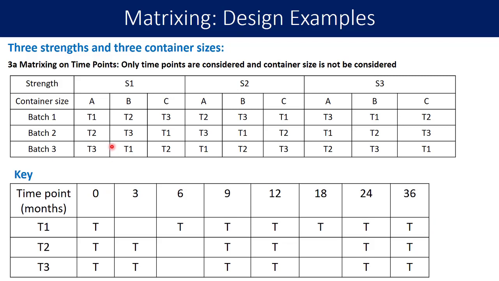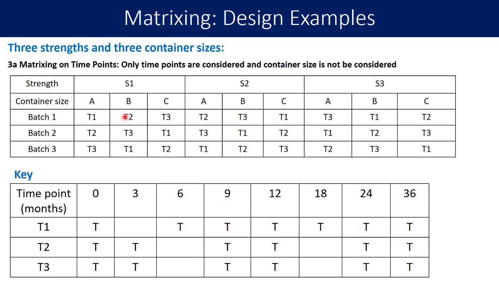Let us talk about batch number 2 for the S1 strength for container size A. If you look here, it becomes T2. Batch 2 becomes T2. So what does T2 mean? The T2 means I need to test the batch at 0, 3, then 6 is omitted, then the 9th month, then 12th month, then 18th is omitted, then 24th and the 36th month. So batch 2 will get tested for this many time points.